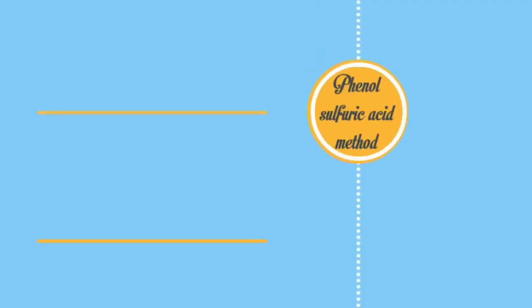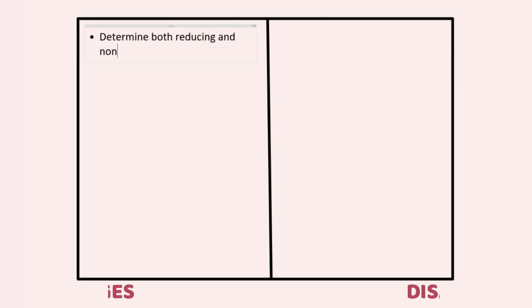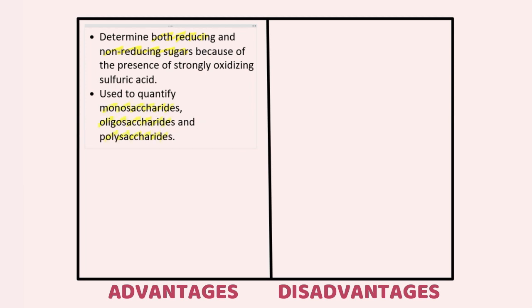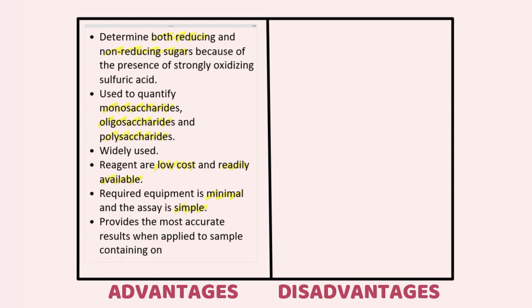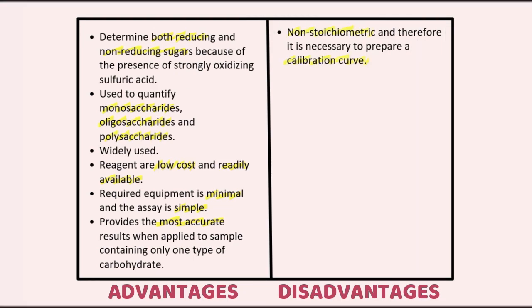Once again, with any method, several advantages and disadvantages come along with it. So this method is advantageous because it's able to determine both reducing and non-reducing sugars. Additionally, reagents used in this procedure are inexpensive and readily available, with minimal equipment needed for the analysis. Under proper conditions, Phenol-Sulphuric is said to provide the most accurate results to ±2% error. The only disadvantage of Phenol-Sulphuric is that this method is non-stoichiometric, which means that there is a need to prepare a calibration curve.